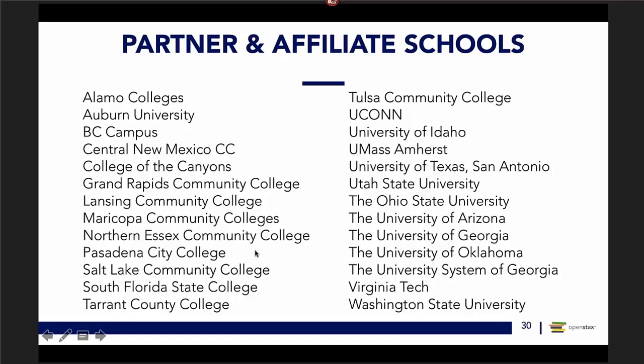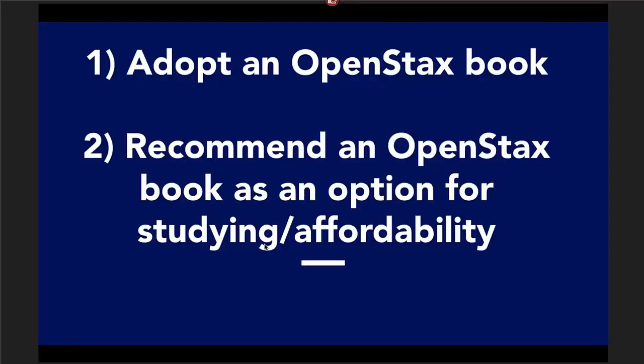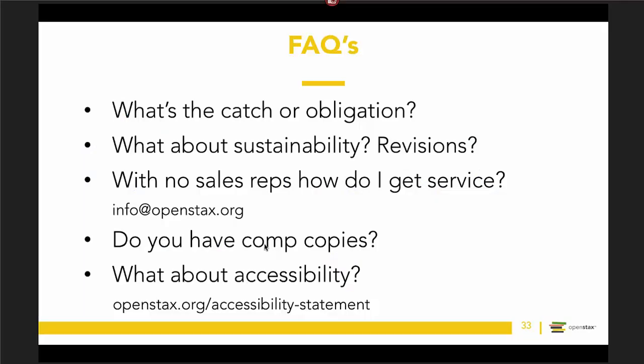You'll notice Pasadena City is one of them, relatively local to you all, and they're actually also using the calculus book, but I'll get to that in a little bit. Over $166 million saved on OpenStax so far.